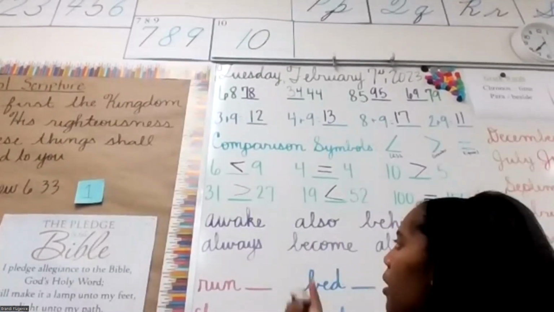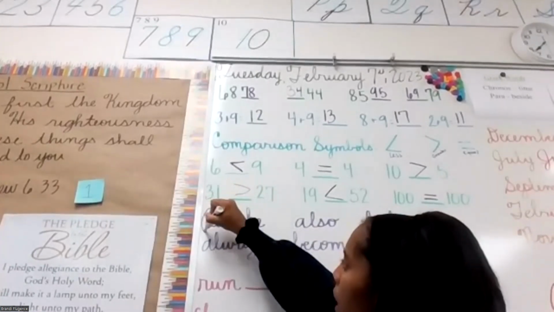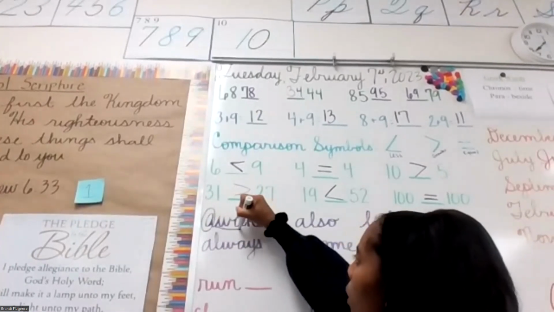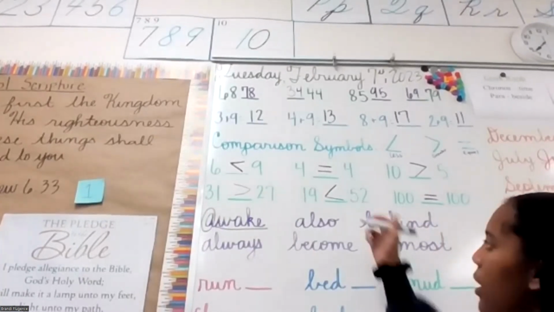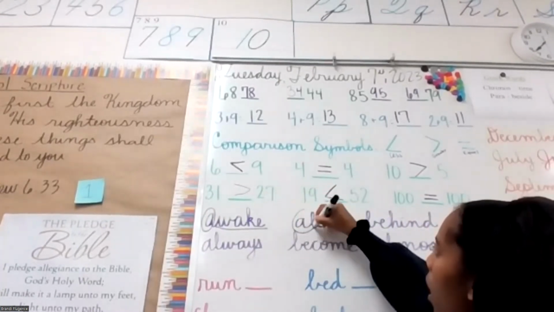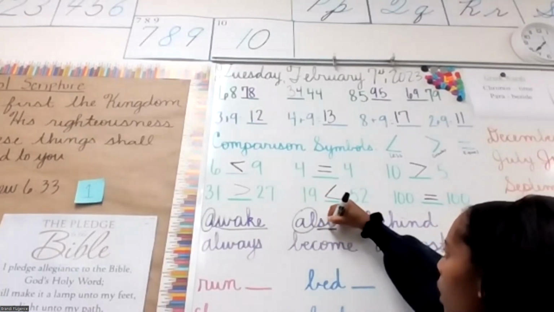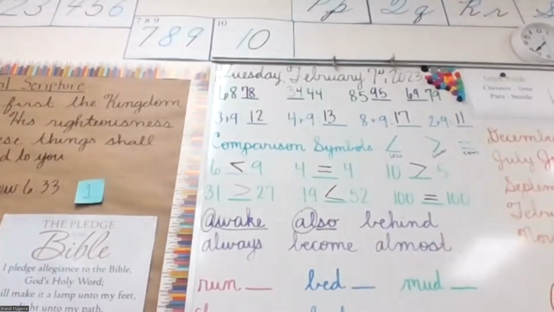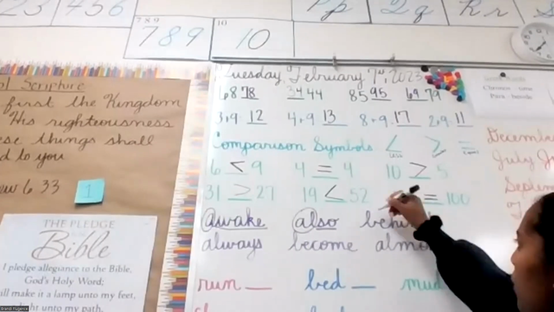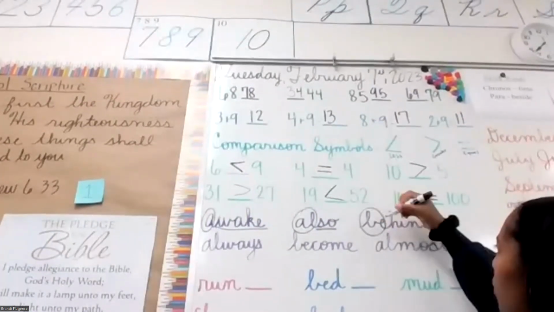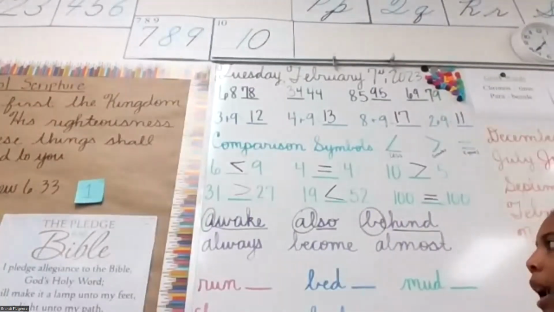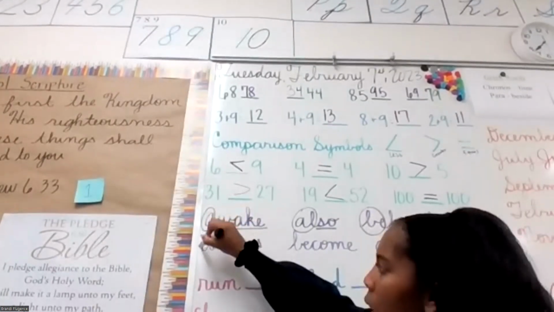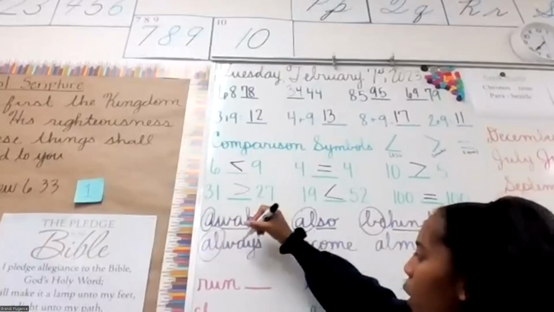So our first word, of course, we're going to circle prefix A and underline root word wake. The word is awake. Next we have prefix AL, all, and root word so. The word is also. Next we have prefix be and root word hind. The word is behind. Next one we have AL, all, prefix and root word way.